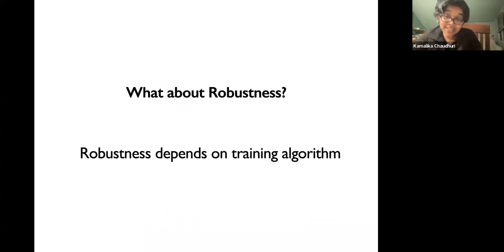Okay, so what does this mean? What this means is that robustness depends on the training algorithm.